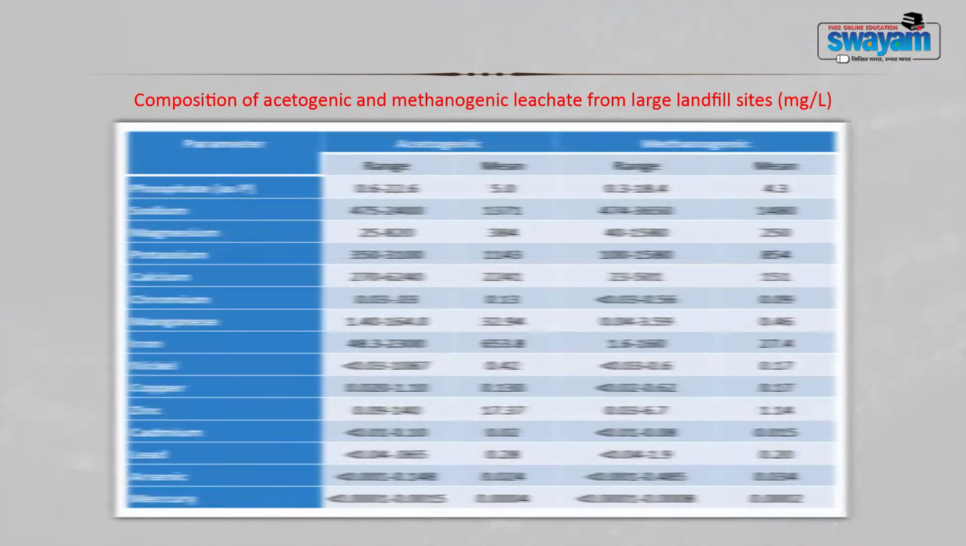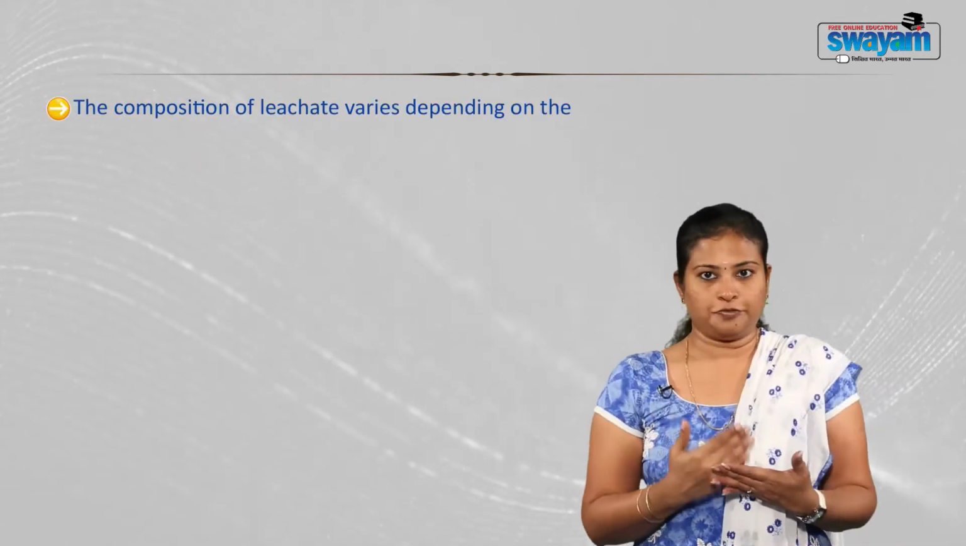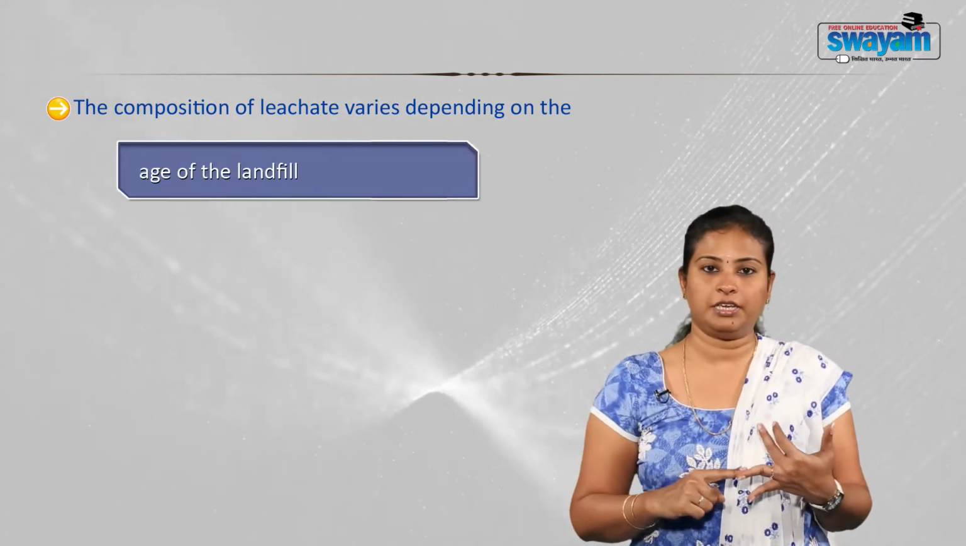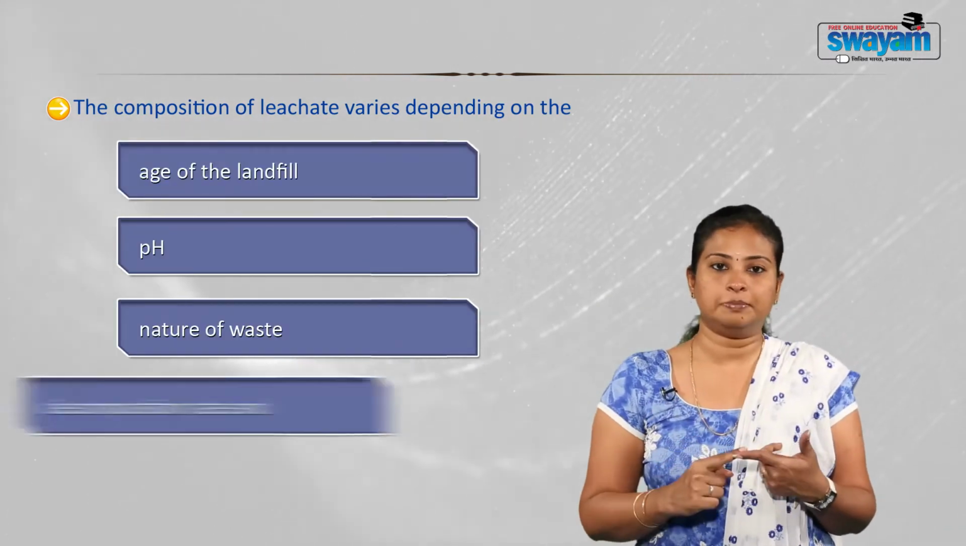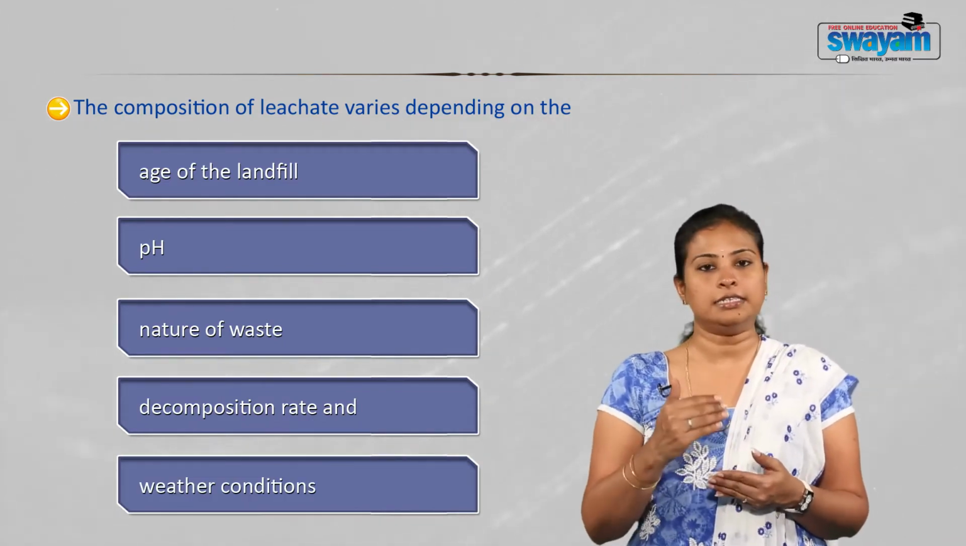So, likewise a number of parameters are listed in this table. A lot of inorganic ions, anions, cations and heavy metals are all present in the leachate, and they do not show much difference between the acetogenic and the methanogenic leachate. The composition of leachate varies depending upon the age of your landfill, pH, nature of waste, decomposition rate and weather conditions. Now, we will discuss each one in detail.